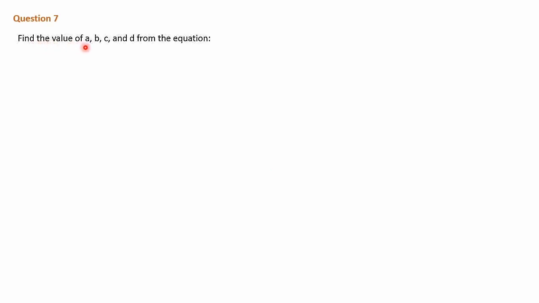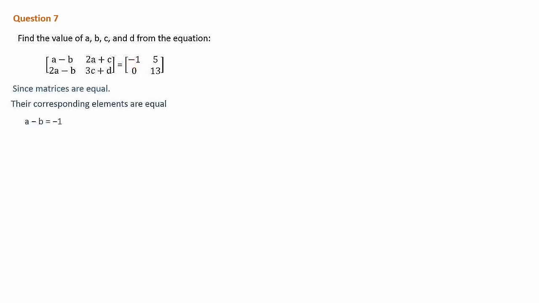Find the value of a, b, c and d from the equation matrix a minus b, 2a plus c, 2a minus b, 3c plus d is equal to matrix minus 1, 5, 0, 13. Matrix equation, two matrices also having same order, 2 by 2 of order. Then their corresponding elements will be equal. So two matrices are equal means their corresponding elements are equal.